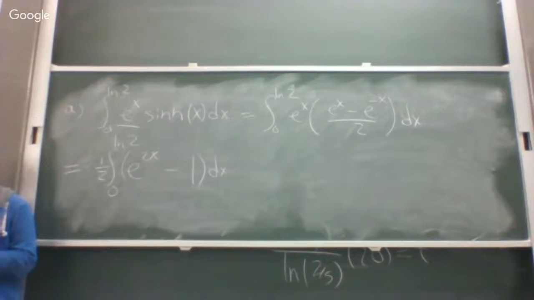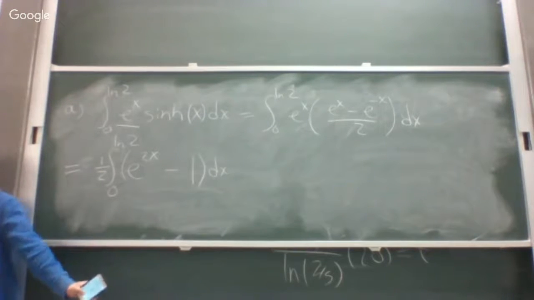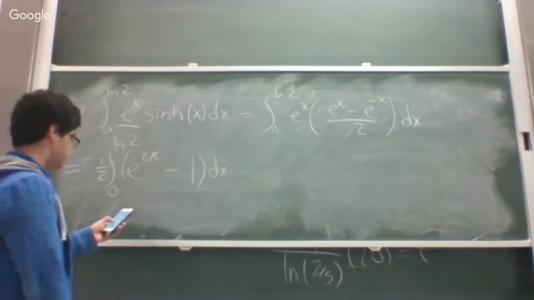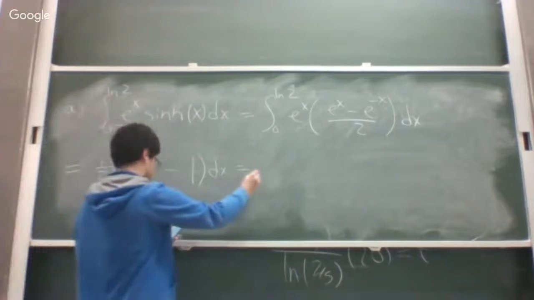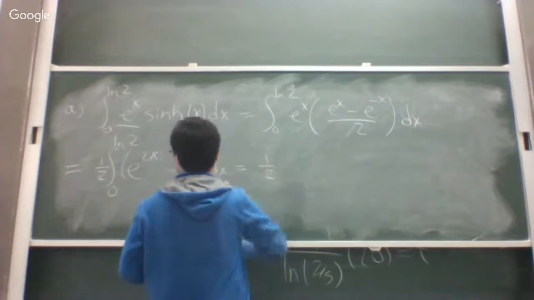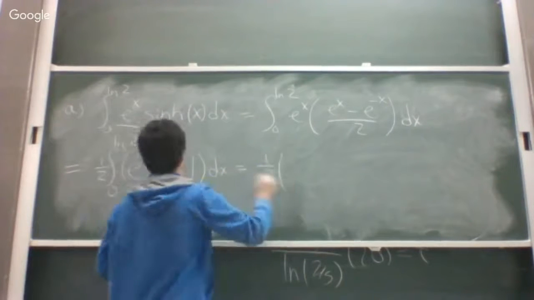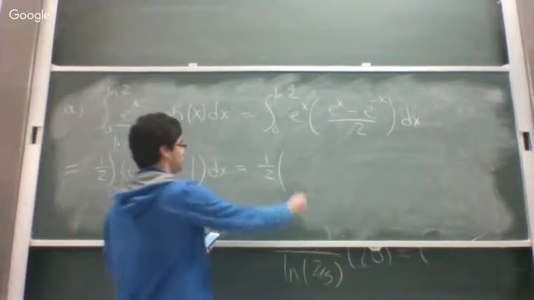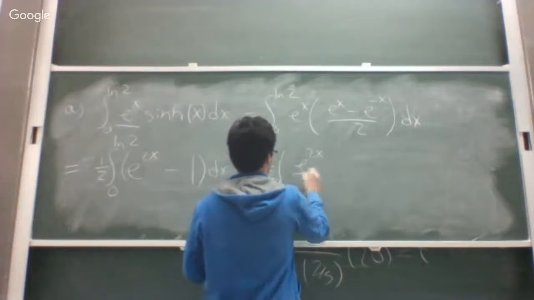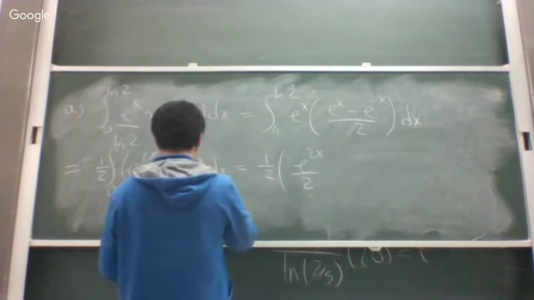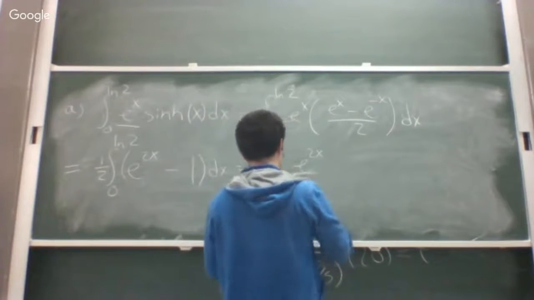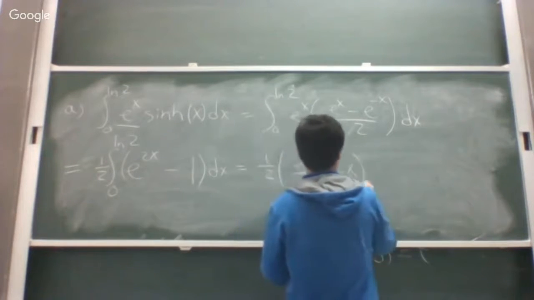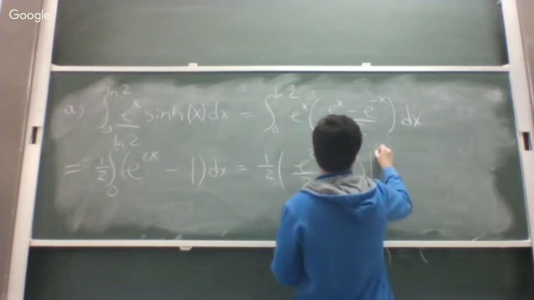Any questions so far? Do you want me to solve it out? So we have 1/2. What's the integral of e to the 2x? e to the 2x divided by 2. What is the integral of 1? So we are just subtracting an x, going from 0 to the natural log of 2.